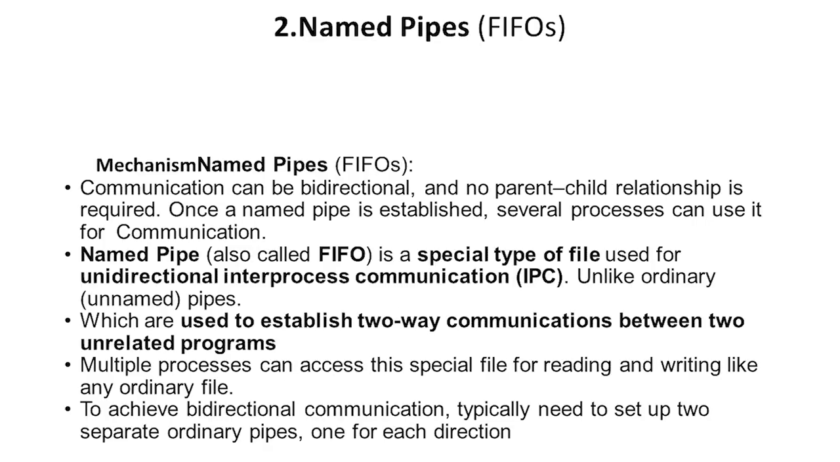Next we will see the named pipe. The mechanism behind the named pipe is that communication can be bidirectional and no parent-child relationship is required. Once a named pipe is established, several processes can use it for communication. The named pipe is also known as FIFO. It's a special type of file used for interprocess communication, unlike an ordinary pipe, and it can be used to establish two-way communication between two unrelated programs. Multiple processes can access a special file for writing and reading like an ordinary file. To achieve bidirectional communication with ordinary pipes, you typically need to set up two separate pipes, one for each direction.